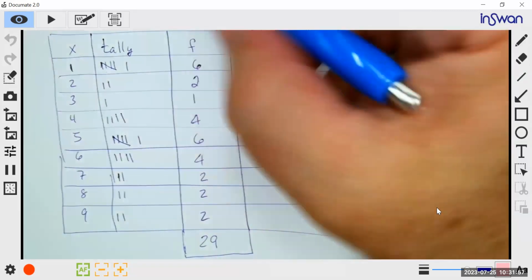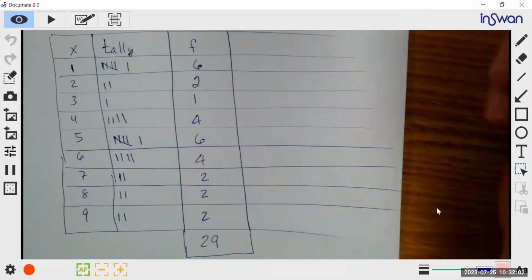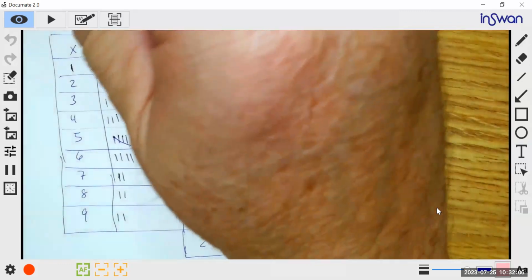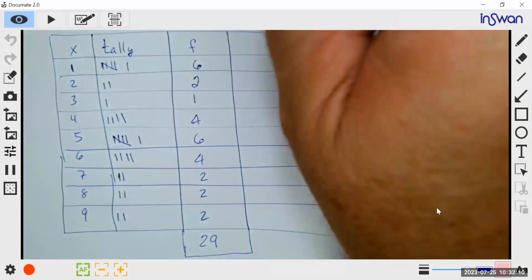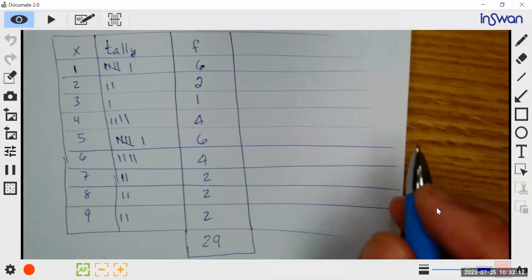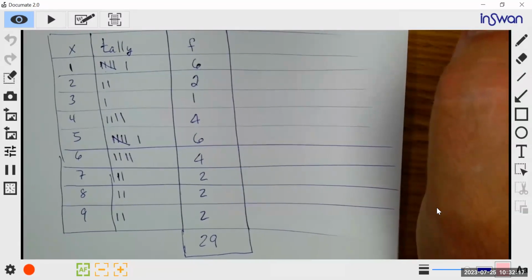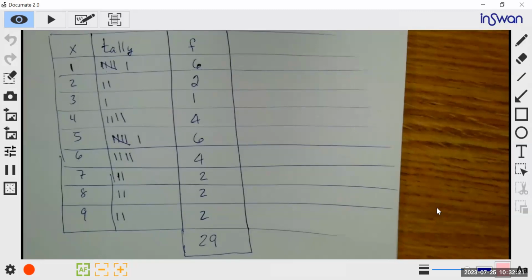And they count our data. 1, 2, 3, 4, 5, 6, 7, 8, 9, 10, 11, 12, 13, 14, 15, 16, 17, 18, 19, 20, 21, 22, 23, 24, 25, 26, 27, 28, 29. And that's how we have it. So that's my first check and balance.